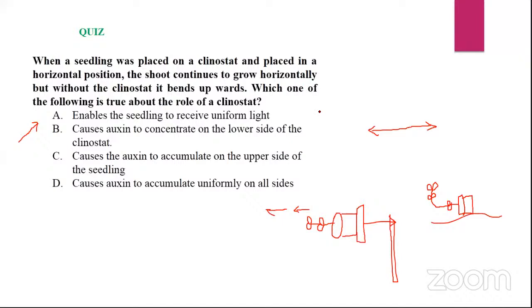It is supposed to be D because the clinostat is going to be rotating and the oxygen is going to accumulate uniformly on all the sides.